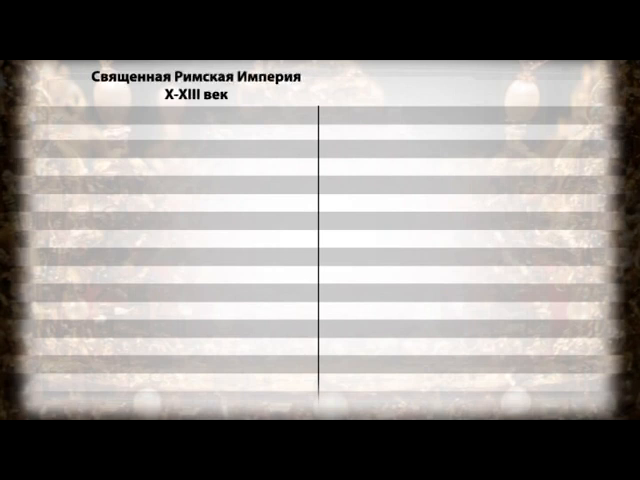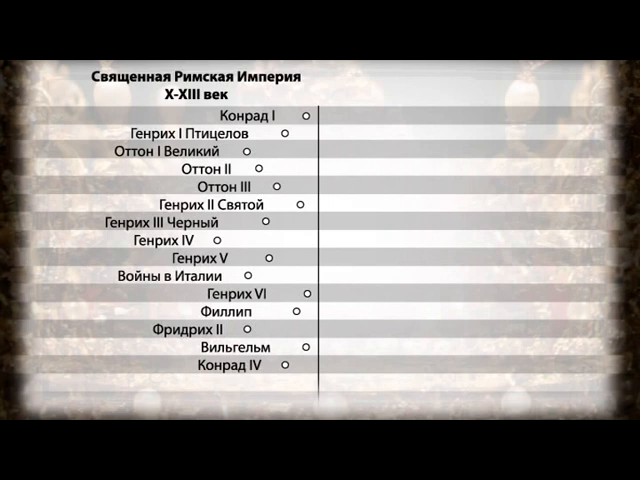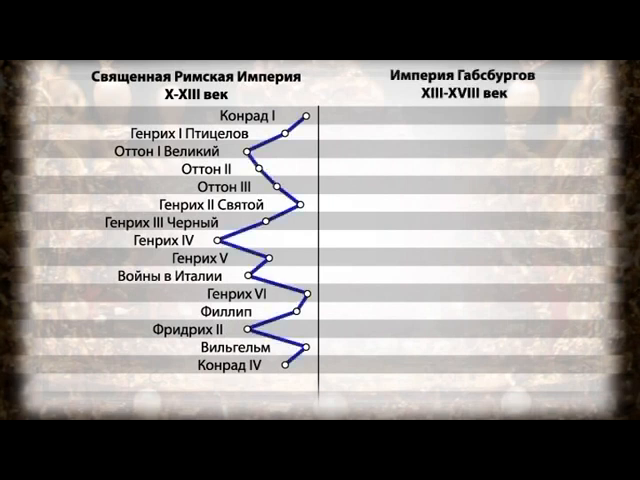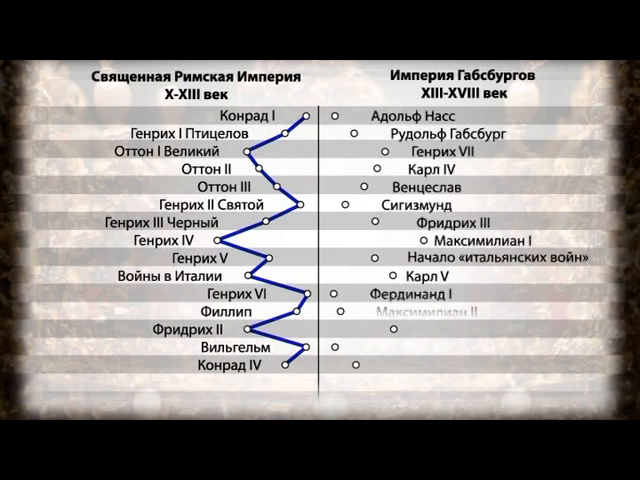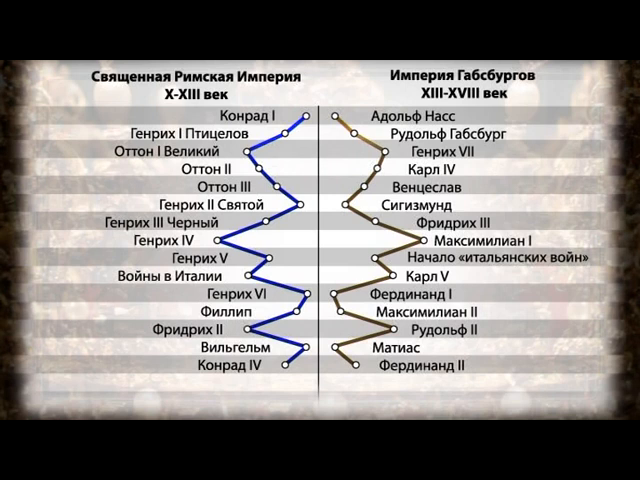And these are profiles of ruling dynasties of the medieval Holy Roman Empire of the 10th-13th centuries and the medieval Habsburg Empire of the 13th-17th centuries. If you place these profiles on opposite sides of the axis, they are almost symmetrical. What do you get? Do they belong to the same dynasty?